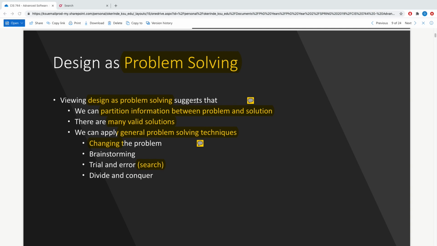To our software engineering analysis and design lecture series. So today we shall be continuing and look at design as problem solving.